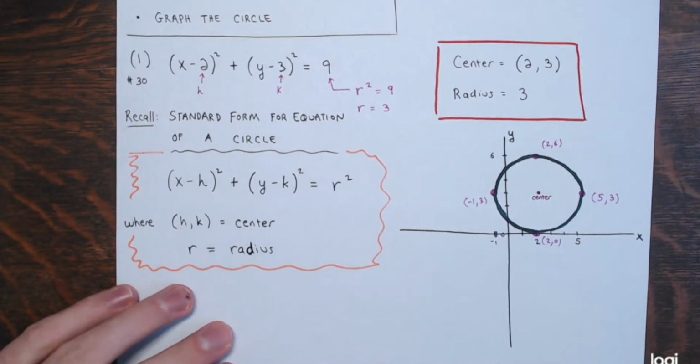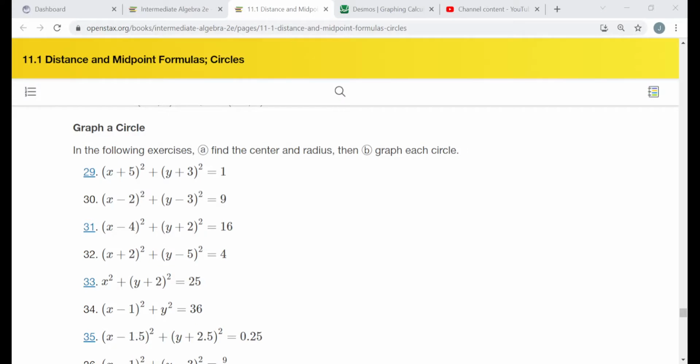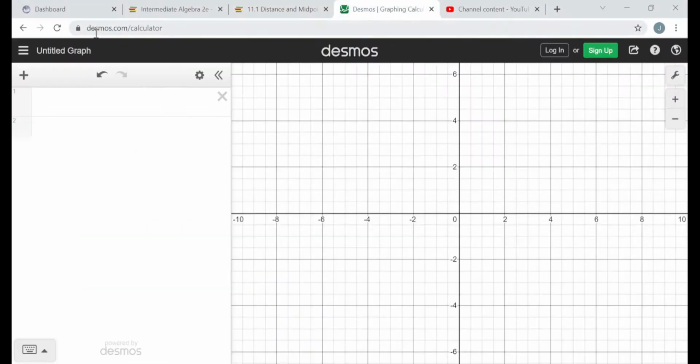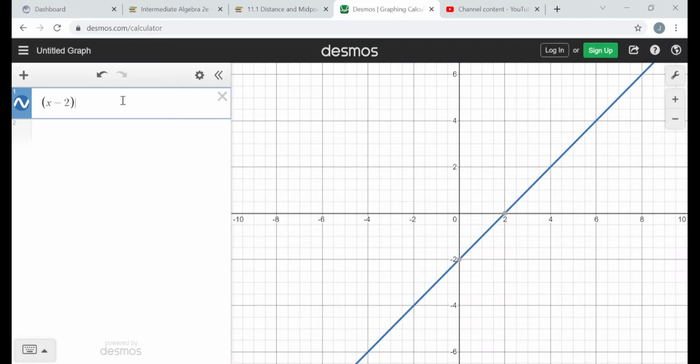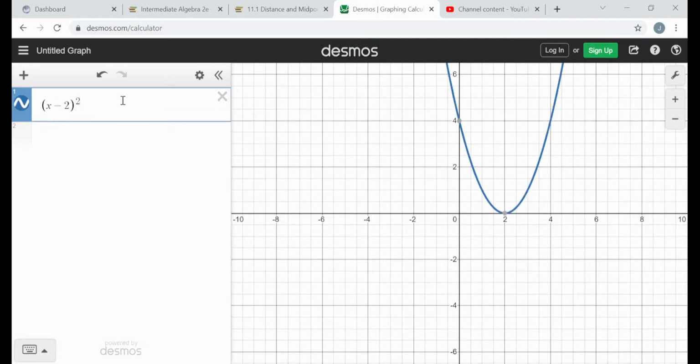Alright, and then just to confirm that my drawing is decent, I'm going to go to a graphing calculator. Remember, this was Desmos.com, a free online graphing calculator. And we can just enter the equation that we were given as it looks. X minus 2 squared plus y minus 3 squared equals 9.